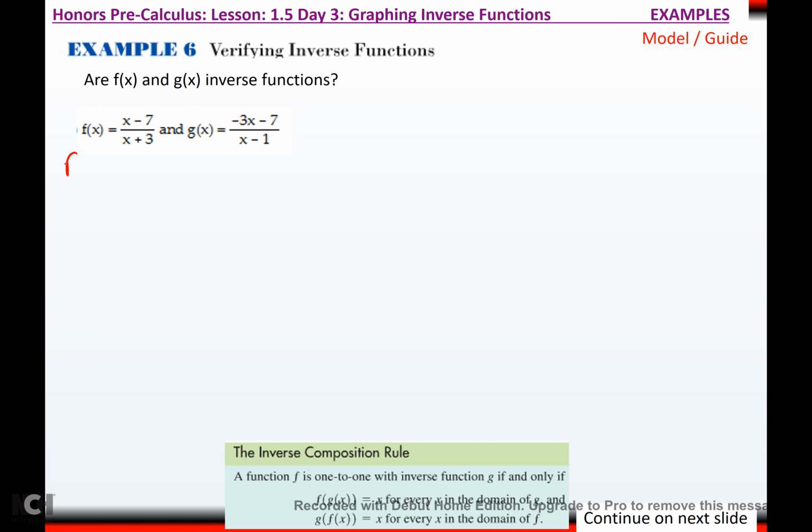Okay, so we're trying to decide whether these are inverse functions or not. Well, we're going to have to find f of g of x and g of f of x and see what we get. So if I'm doing f of g of x, I'm going to start with g, which is negative 3x minus 7 over x minus 1. And take it to f, and f says whatever you brought minus 7 over whatever you brought plus 3. I brought negative 3x minus 7 over x minus 1.